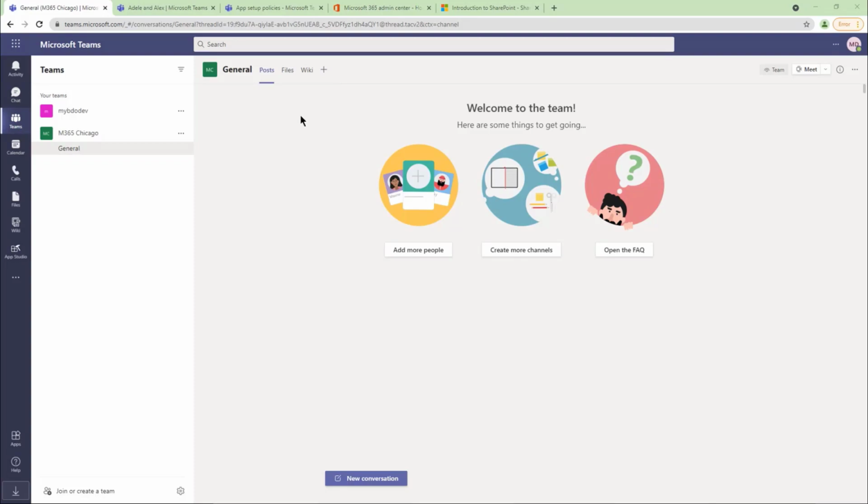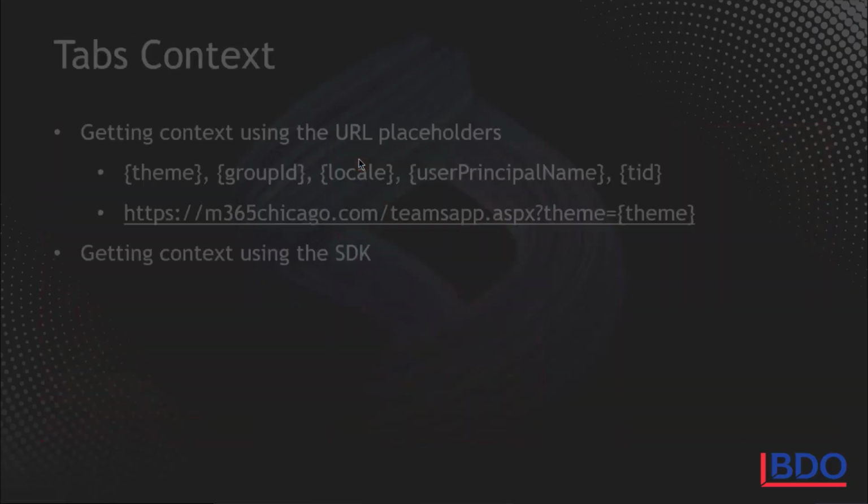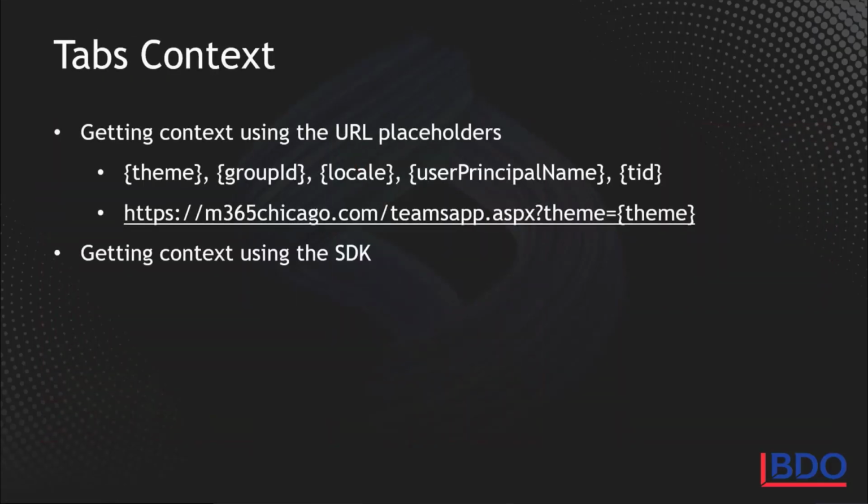So this is how you can specify the scopes. So the tabs context itself: how can we make the tab that we're developing, sitting somewhere on a web server, aware of Microsoft Teams itself? We can make it aware by having placeholders. So we can pass placeholders to the tab itself.